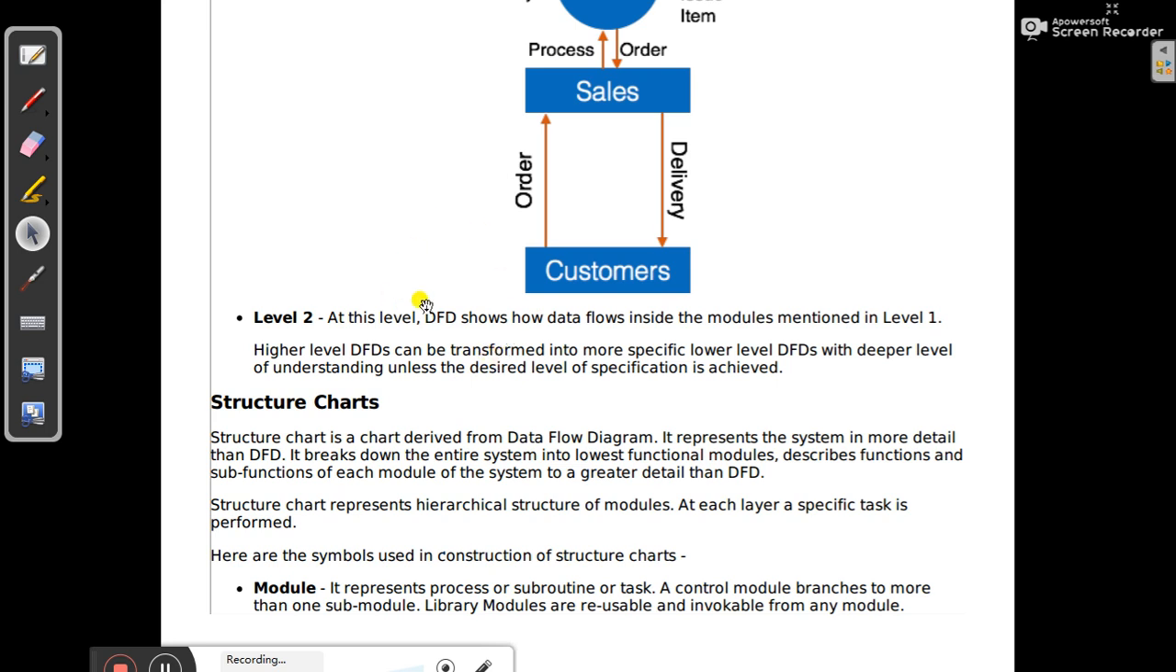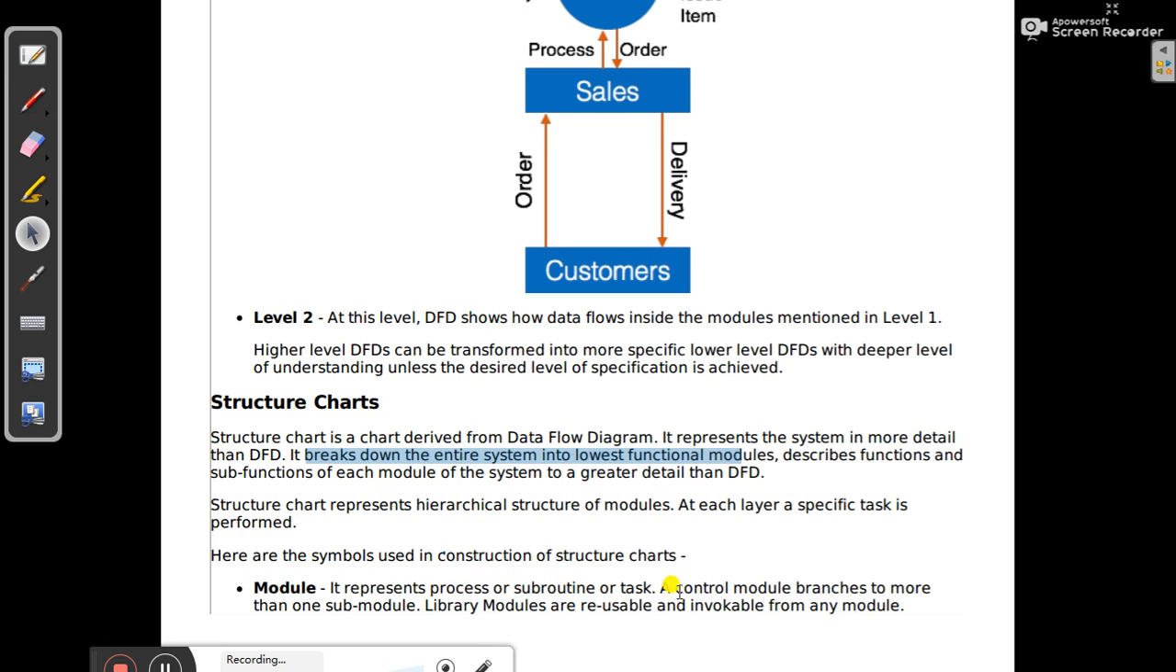There are other techniques available to design, see, or analyze the system, like the structure chart. A structure chart is derived from the data flow diagram. It represents the system in more detail than a DFD. It breaks down the entire system into the lowest functional modules. So a structure chart breaks down the whole DFD into more levels using various notations.